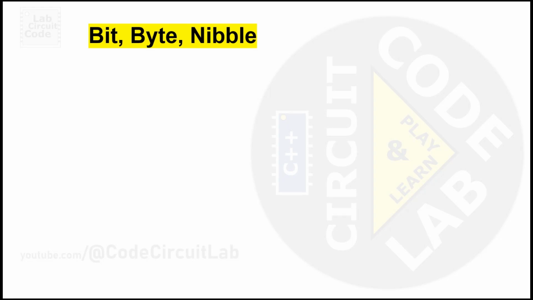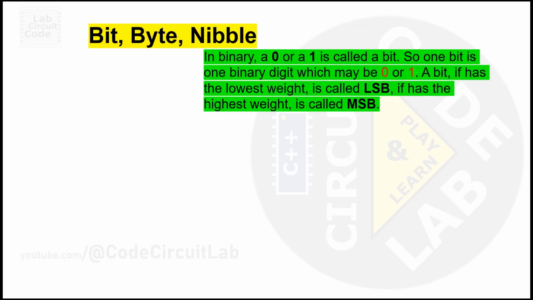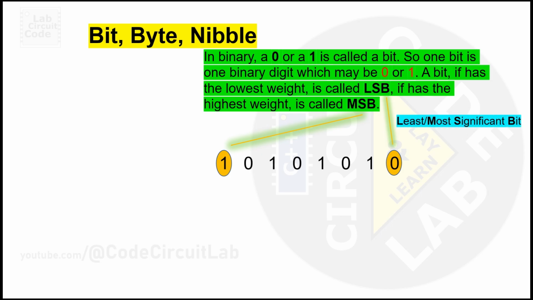Bit, byte, and nibble. In binary, a 0 or a 1 is called a bit. So, one bit is one binary digit, which may be 0 or 1. A bit that has the lowest weight is called the LSB, and one that has the highest weight is called the MSB. This is the LSB and this is the MSB. LSB stands for least significant bit and MSB stands for most significant bit.